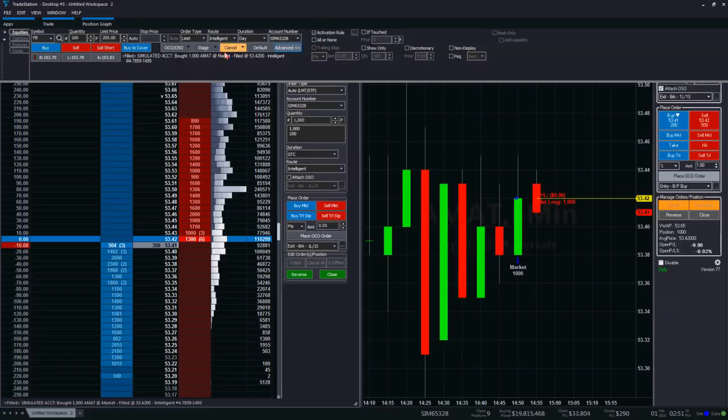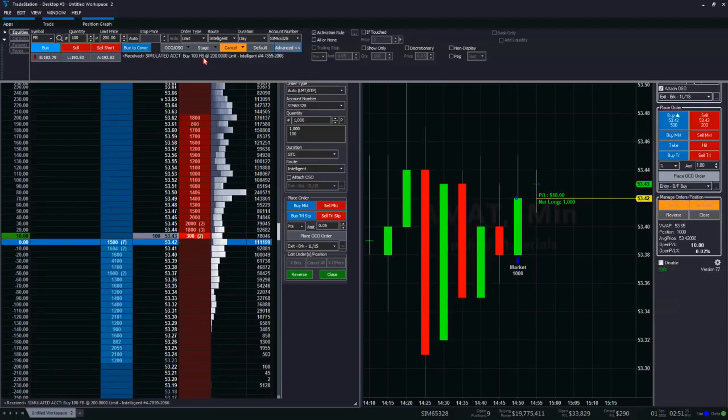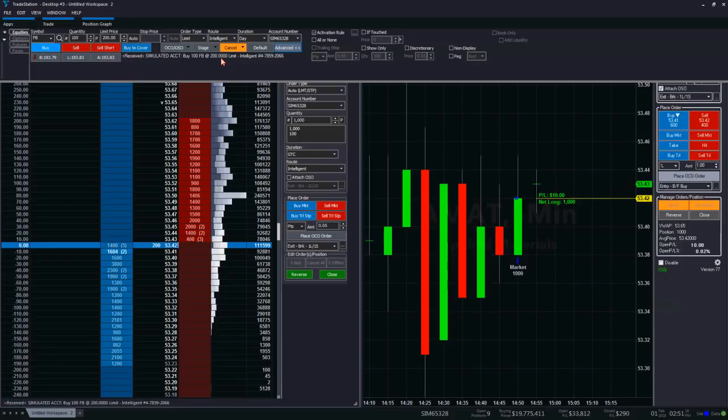I've set my activation rule, and I'm just going to click on Buy. And that's the order that has been received. Buy 100 shares of Facebook at $200 only if Facebook moves up to 200. So activation rules are great.